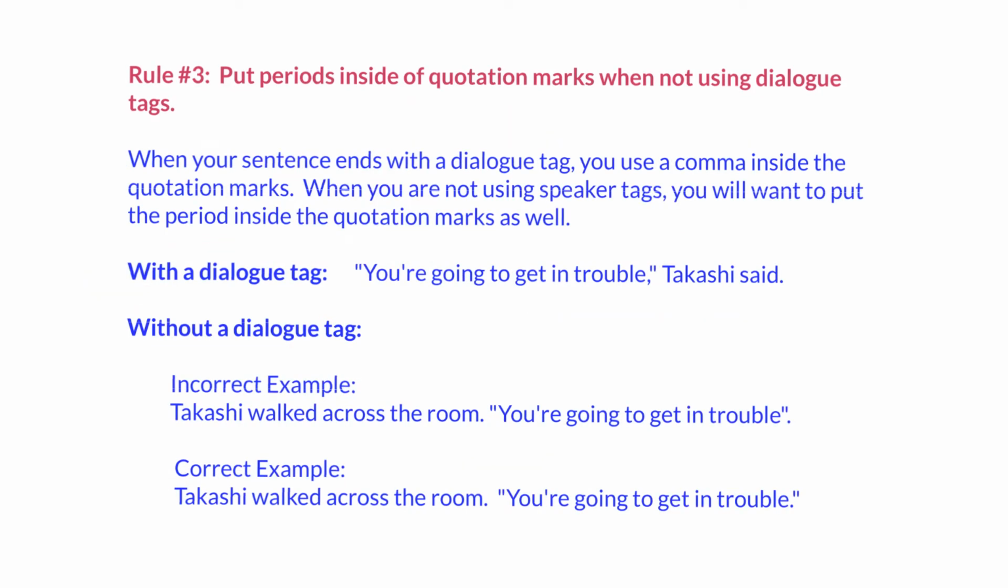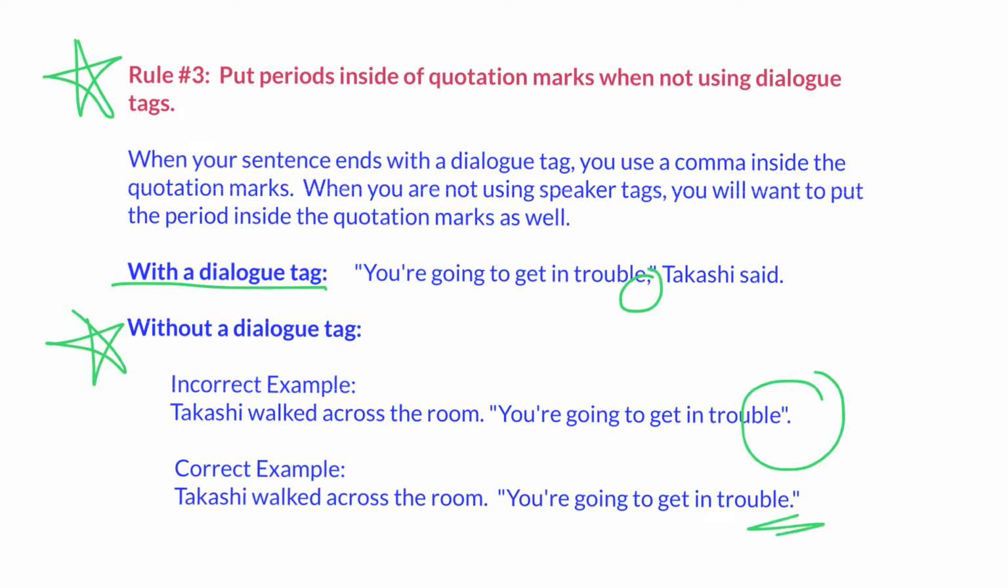Rule number 3, put periods inside quotation marks without using a dialogue tag. This is a big one. I see this happen a lot of times where students don't pay attention to this rule. First of all, if you have a dialogue tag, you go ahead and put the comma right there. Okay, no problem. What we're talking about is whenever you are without a dialogue tag. You cannot put that period outside of the quotation marks. It always goes inside right here. So this is a big no-no.